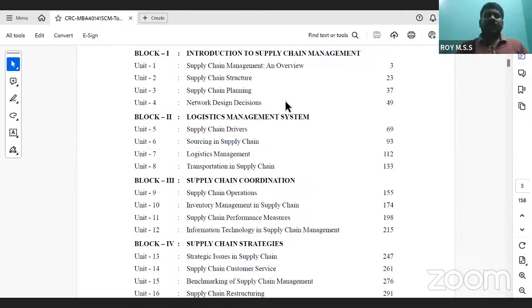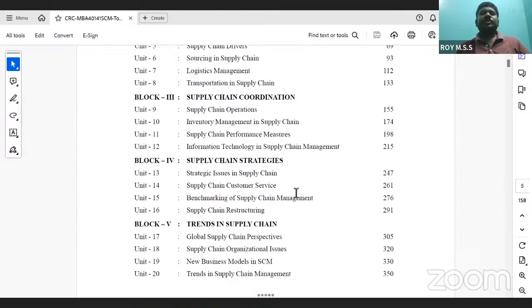In that, what are the drivers of the supply chain? What is the sourcing in the supply chain, that is, from where you will get the materials? And the complete thing about logistics management, and a little bit about transportation in supply chain management. After understanding the components in the overall logistics management system, we will also talk about supply chain coordination. In that, supply chain operations, inventory management, performance measures, IT, and the importance of information technology in supply chain management we are also going to see.